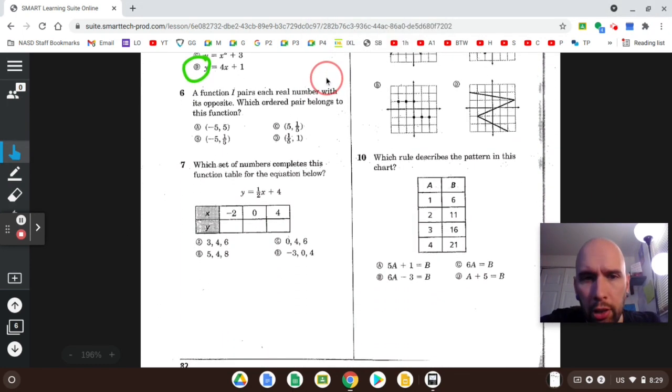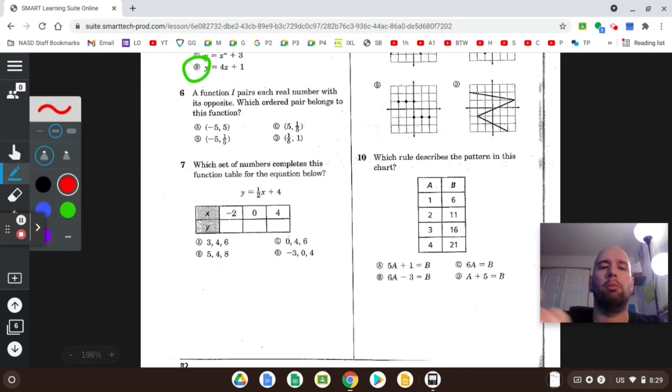A function pairs a real number with its opposite. Which ordered pair belongs to this function? Well, opposite just means one's positive and one's negative. So it's A. That was easy.